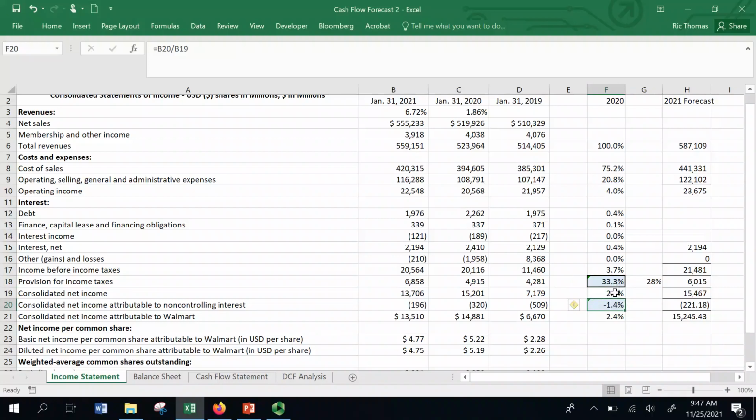I put these in blue because they're not common size numbers, right? These are not ratioed relative to sales. They're ratioed to something different. So just to set them apart and make a mental note. So I'm using this 1.4% number.